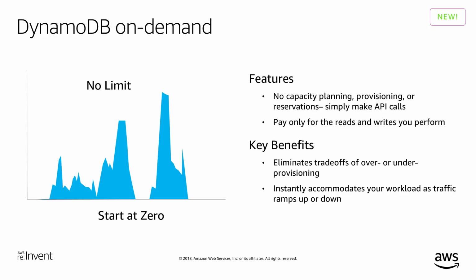One of the things that people would ask is, why would I just not do this instead of provisioning capacity units? It is a little bit more expensive in a pure on-demand model versus a provisioned model. And generally speaking, a lot of customers use a hybrid of both. If you think about how you would provision EC2 instances, maybe with a combination of reserved and on-demand instances, the same principles apply here, as a lot of applications will function in a hybrid manner. So it eliminates the trade-offs of over or under provisioning. It instantly accommodates your workload's traffic ramping up and down.